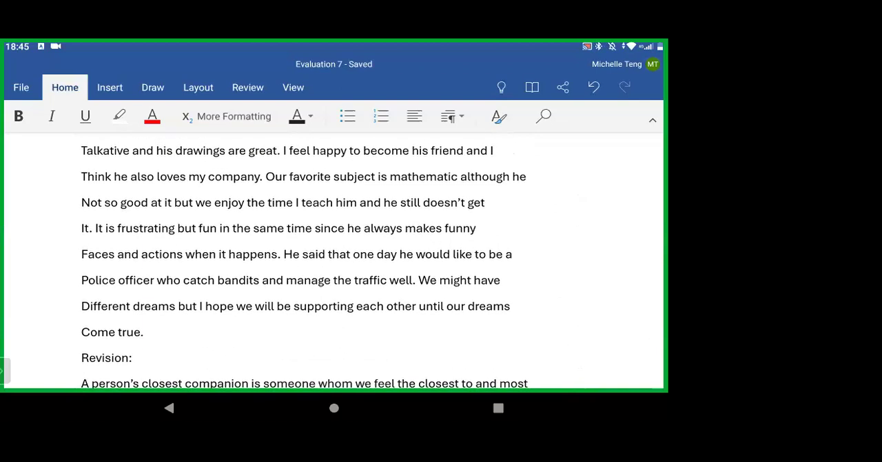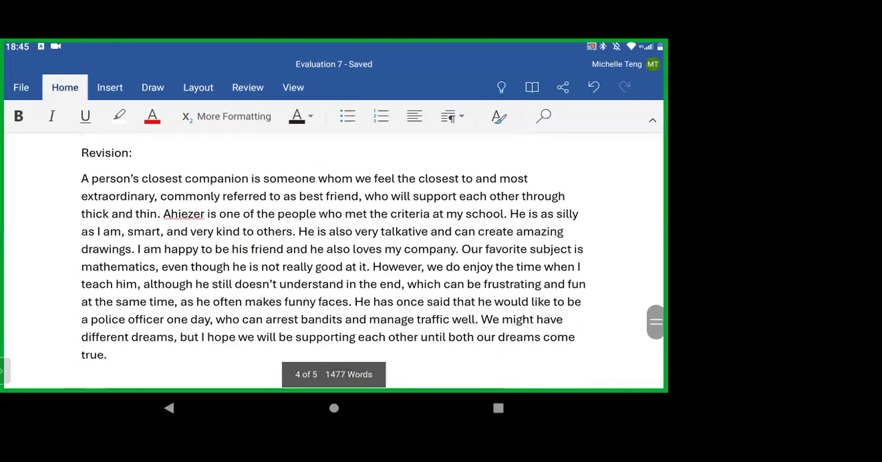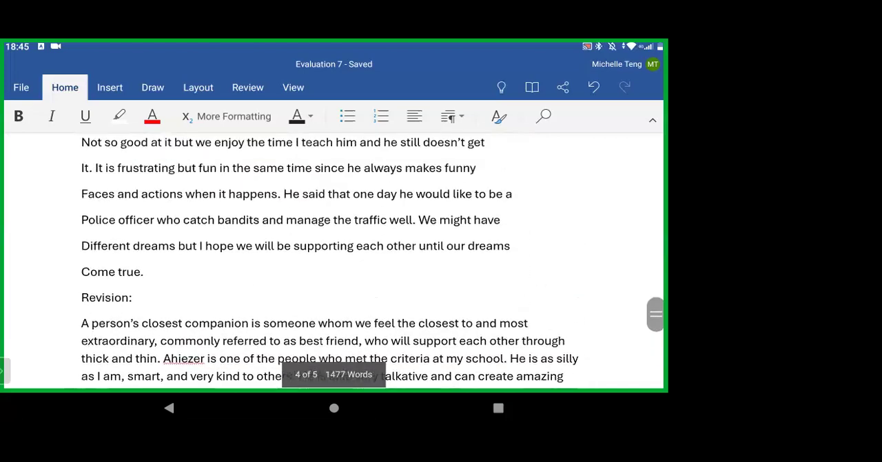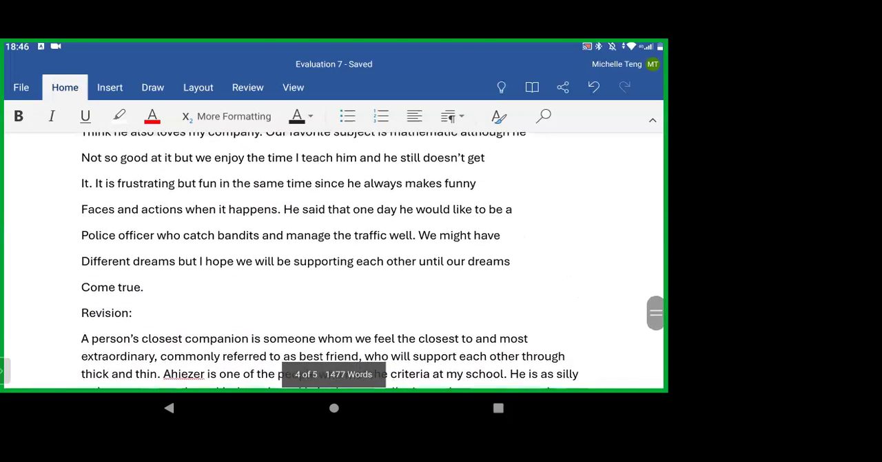Okay, so where is that? "Not so good, but we enjoyed the time of teaching him." So that it is frustrating but fun at the same time. Okay, so I make that: "However, we do enjoy the time when I teach him." So it's almost the same. I change the "but" to "however."